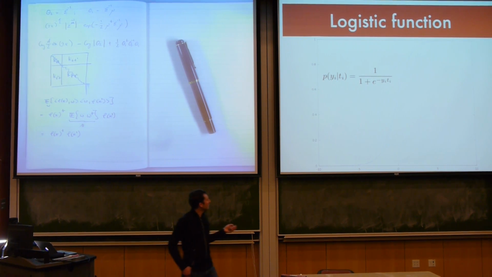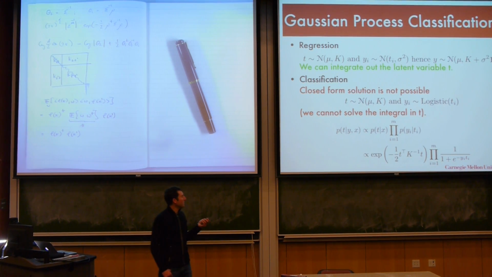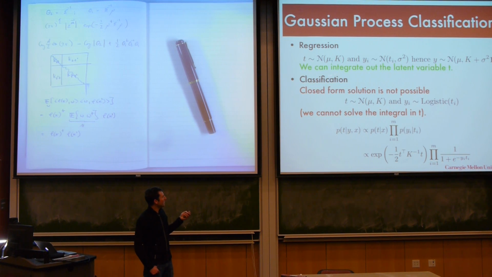Here it is, the logistic function, right? You can see 0 for a long time, and then it keeps on increasing. At some point it's 1. Within that range, it's more or less linear, but then it just asymptotes out. And you've probably seen this before. Okay, so for regression, well, we managed to integrate out those t's. We got rid of them, so this was nice. For classification, well, it's not so nice because, well, we can't really solve this integral.